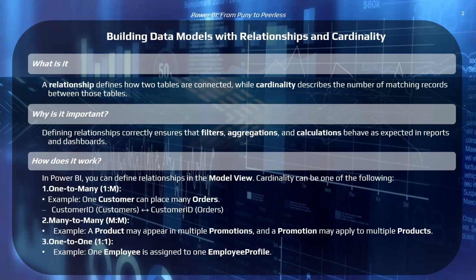How does it work? In Power BI, you can define relationships in the model view, and cardinality can be one of the following. One-to-many. Example, one customer can place many orders. Customer ID, customers, exchange customer ID, orders. Many-to-many. Example, a product may appear in multiple promotions and a promotion may apply to multiple products. One-to-one. Example, one employee is assigned to one employee profile.